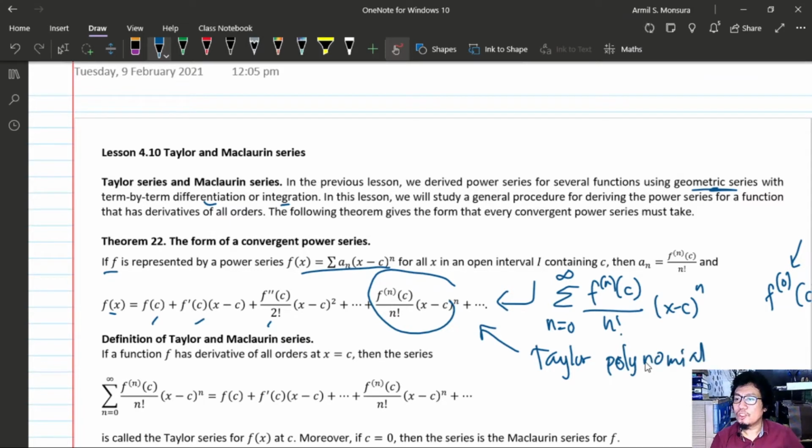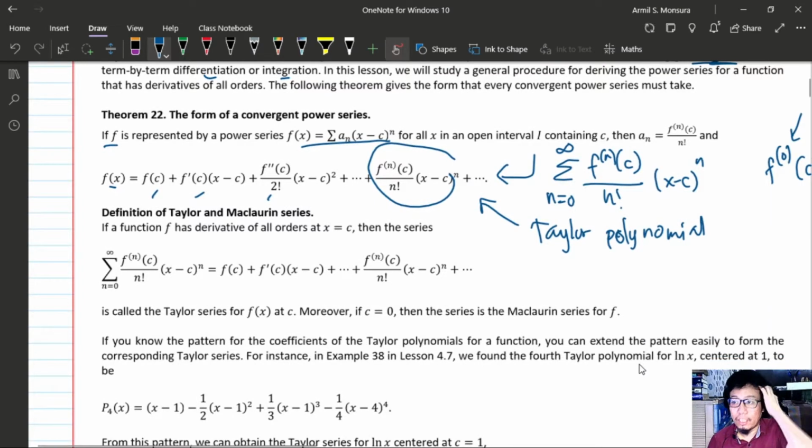So let's define what a Taylor and Maclaurin series is. A Taylor series has this form. Again, as you can see, these terms are familiar, similar to what we had when we studied the Taylor polynomial. And if we set this equal to 0, then we have what we call the Maclaurin series, which would also be familiar because we have studied the Maclaurin polynomial.